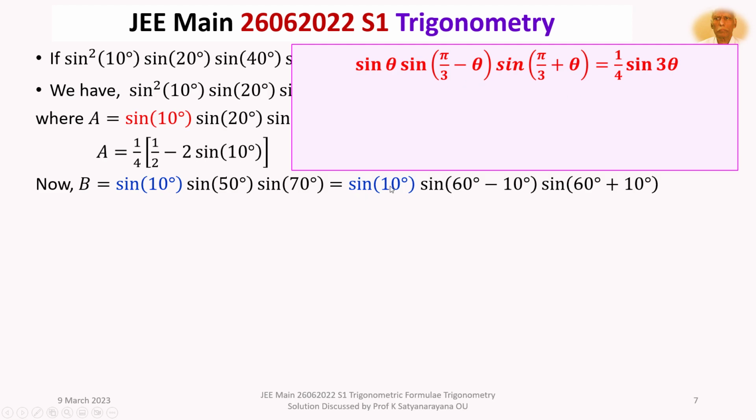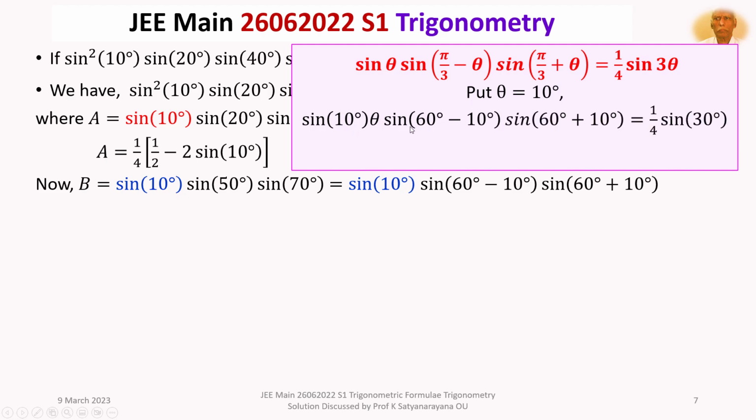In this, put theta equal to 10 degrees. If you put theta equal to 10 degrees, you will get sine 10 degrees into sine of 60 degrees minus 10 degrees into sine of 60 degrees plus 10 degrees, and that is equal to 1/4 sine of 30 degrees, 3 theta being 3 into 10, 30 degrees. So sine of 10 into sine of 50 into sine of 70 is equal to 1/4 into sine 30, which is 1/2, that is 1/8. This is a standard example that we study in our 11th or 12th class.